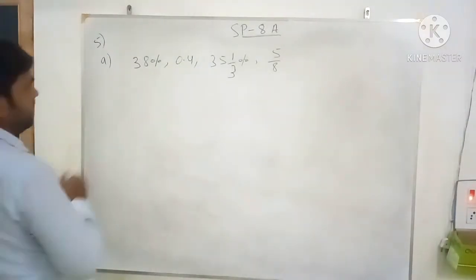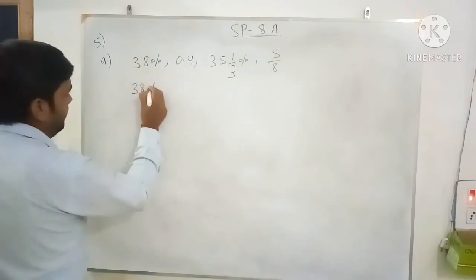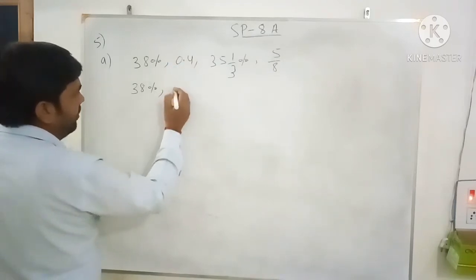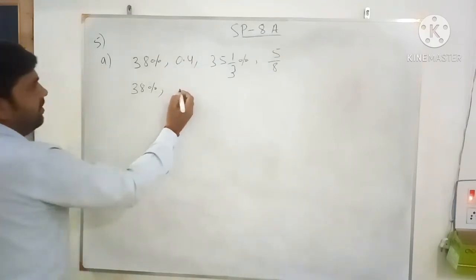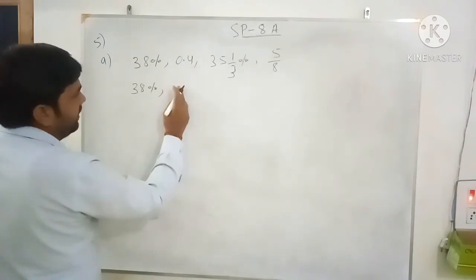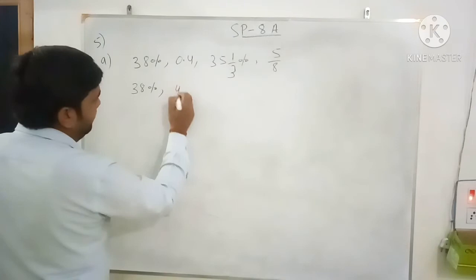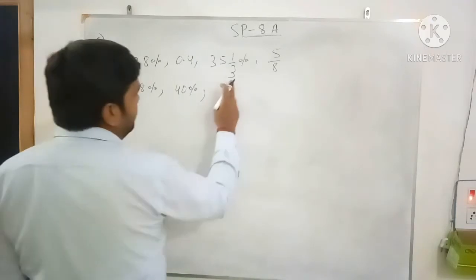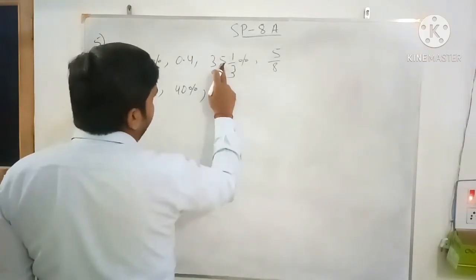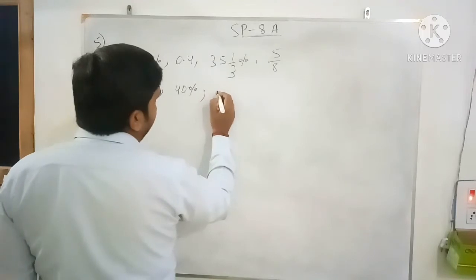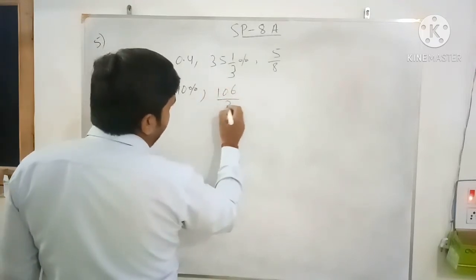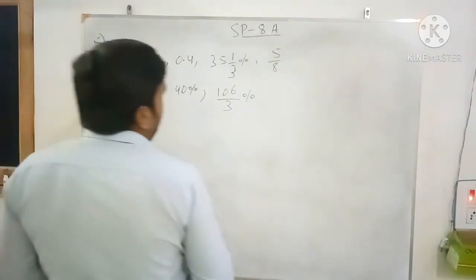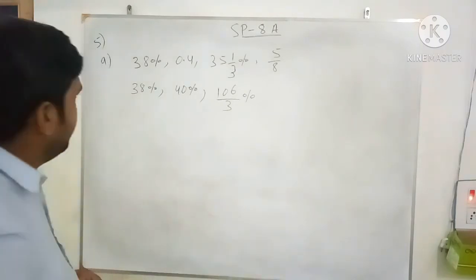So this is the 38%. Now convert 0.4 into percentage. So multiply 0.4 by 100. When you multiply by 100, you will get 40. 0.4 when you multiply by 100, you will get 40%. Now here 35 1 by 3%. So 35 3s are 105, 3 5s are 15, 5 carry 1, 105 plus 1, 106 by 3%. Or also we can write this as 35 point.